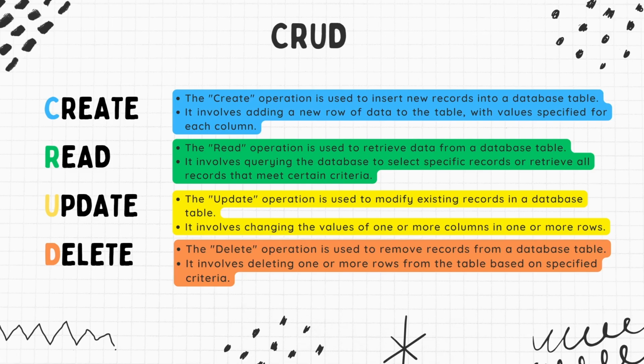The read operation is used to retrieve data from a database table. It involves querying the database to find specific records or retrieve all records that meet certain criteria. The update operation is used to modify existing records in a database table. It involves changing the value of one or more columns in one or more rows. The delete operation is used to remove records from a database table. It involves deleting one or more rows from the table based on specific criteria.